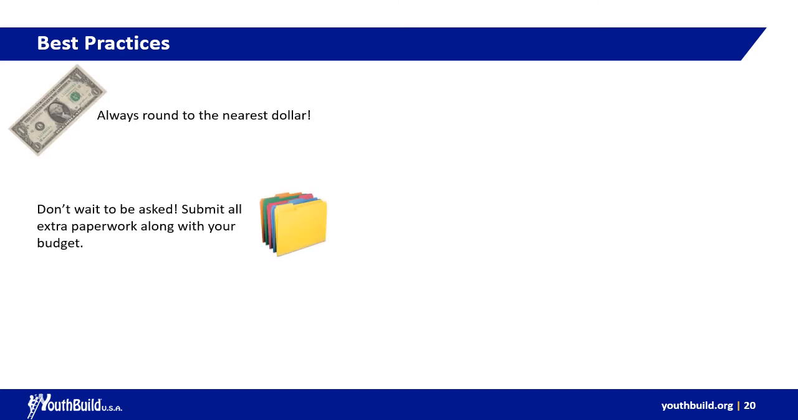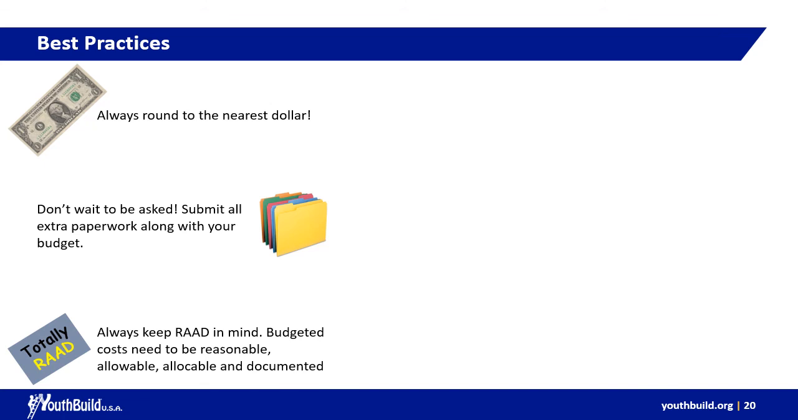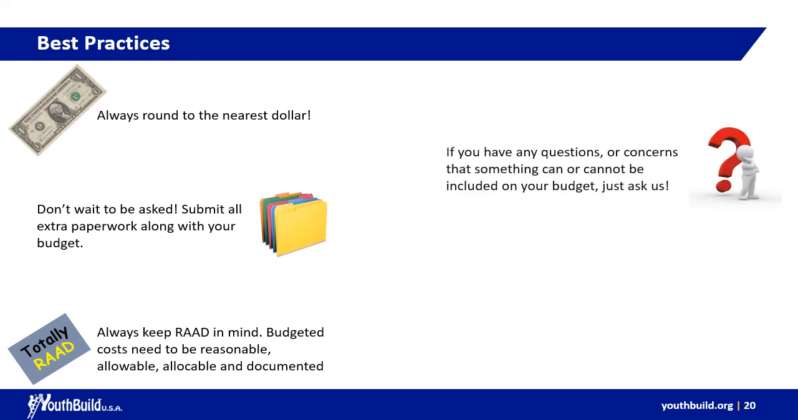And now let's go over some best practices. Please, always round to the nearest dollar. Don't wait to be asked. Submit all extra paperwork along with your budget. This includes any CHC documentation, in-kind contribution forms, or outside contractor forms. Always keep RAD in mind. Budgeted costs need to be reasonable, allowable, allocable, and documented. If you ever have any questions or concerns that something can or cannot be included on your budget, you are always welcome to just ask us.